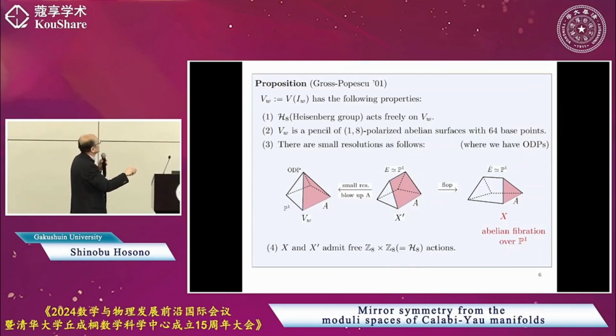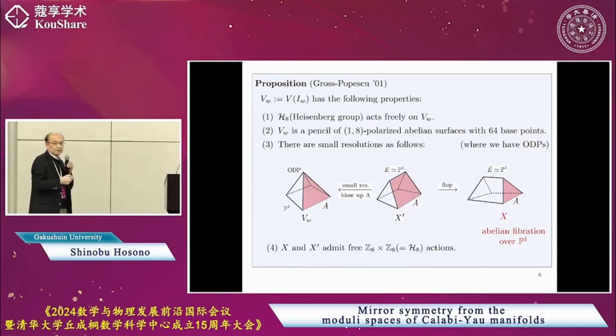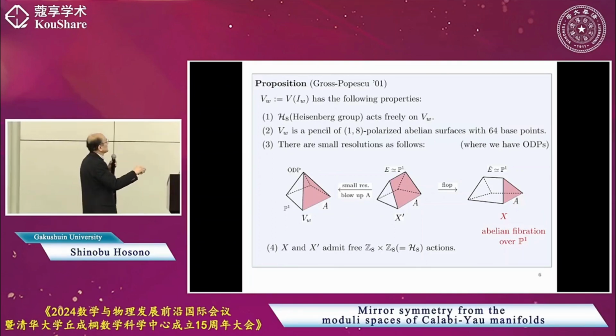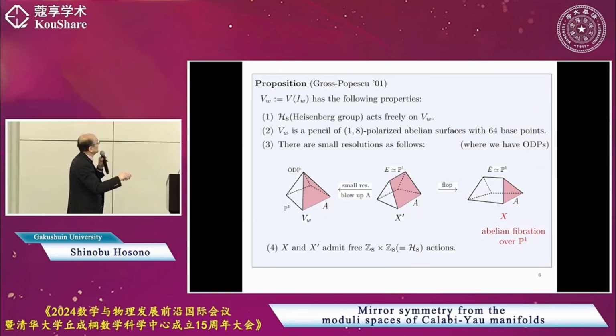So here is the detailed description. On this vanishing locus, we naturally have a Heisenberg group. The Heisenberg group naturally comes in because we have theta functions for the embedding problem. That's the reason we have Heisenberg groups here.